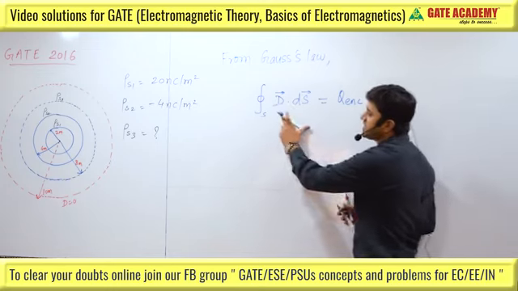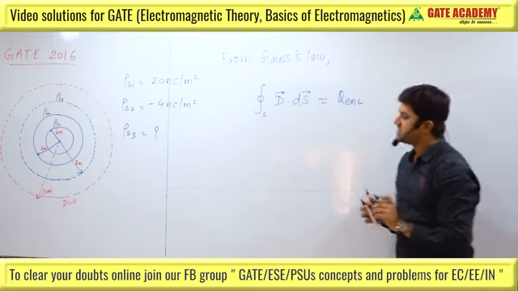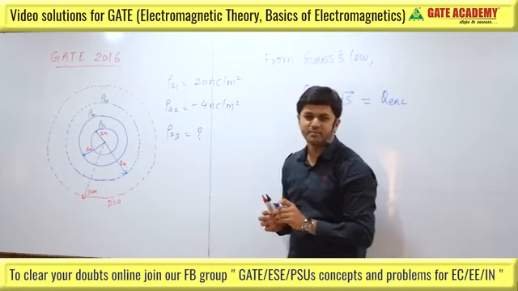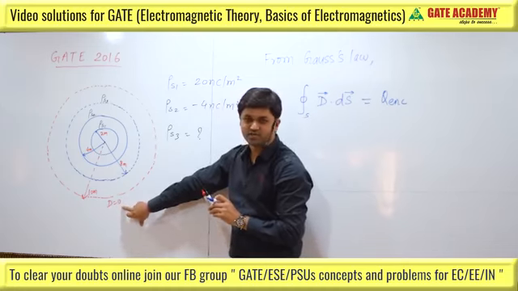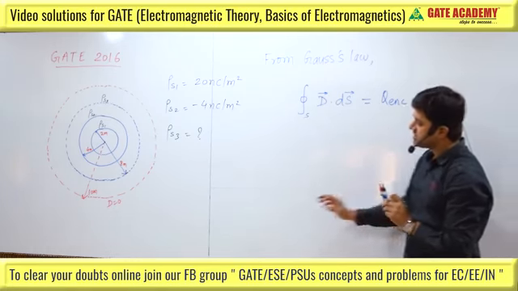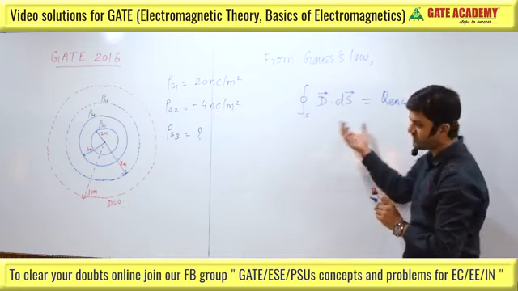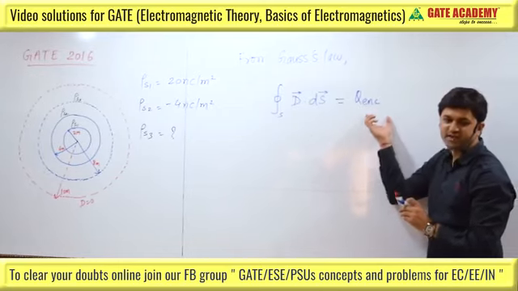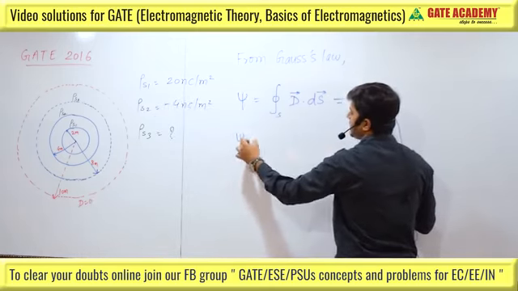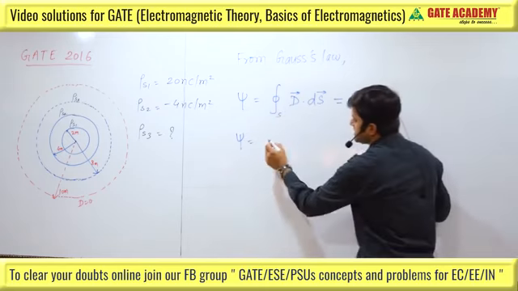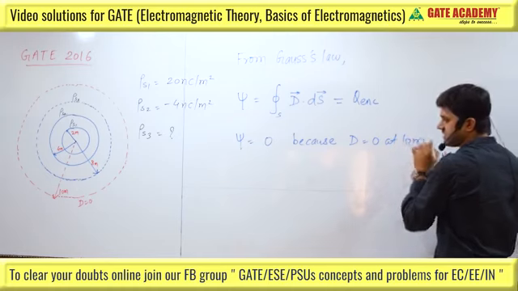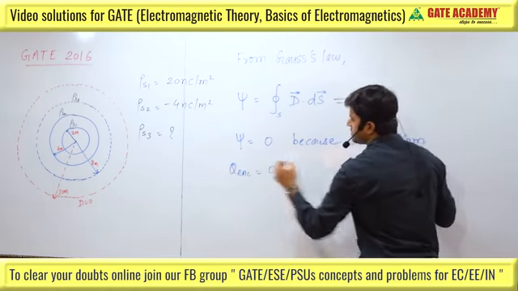So to find the total electric flux, we have to draw the Gaussian surface. For that, we have to find flux density at 10 meter. So we will draw the Gaussian surface at 10 meter, because it is given that at 10 meter flux density is 0. If the flux density is 0, then the flux will also be 0, or we can say that the charge enclosed by that Gaussian surface is also 0. The flux passing through the closed surface is denoted by psi. So this psi will be 0 because D is 0 at 10 meter, and the charge enclosed will also be equal to 0.